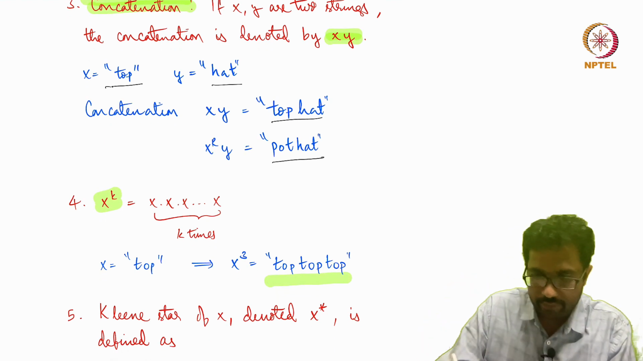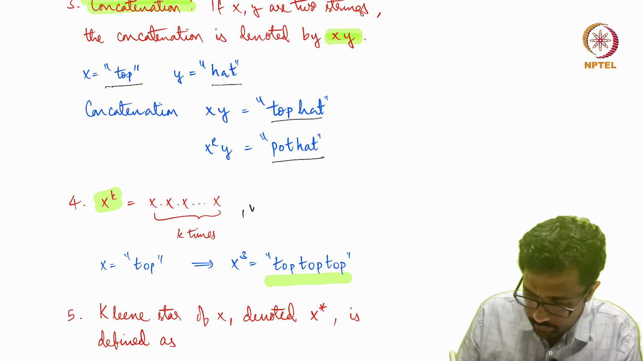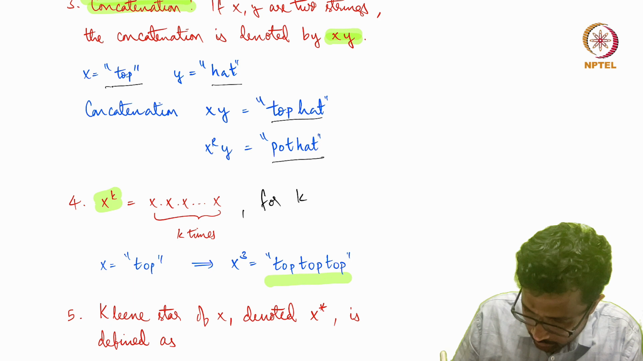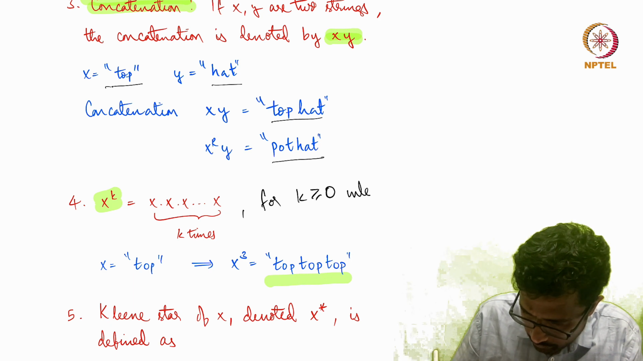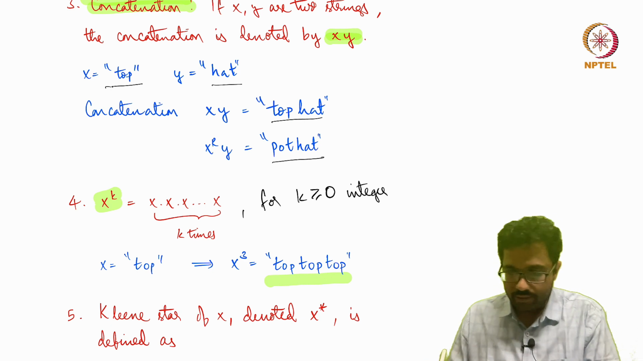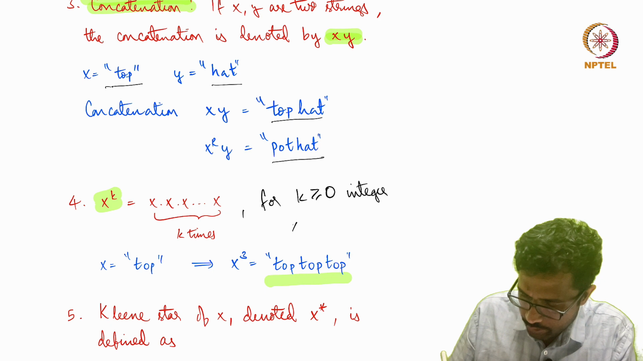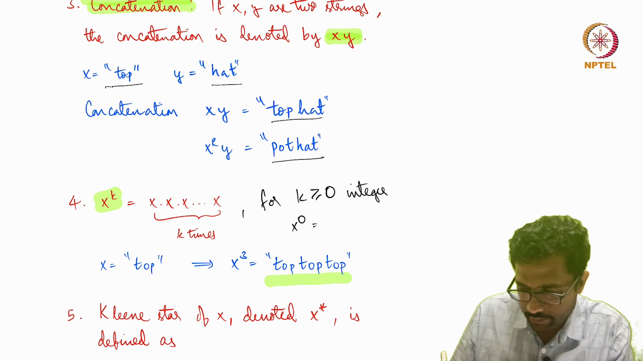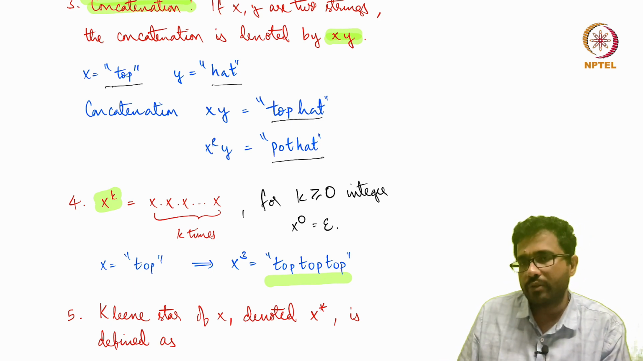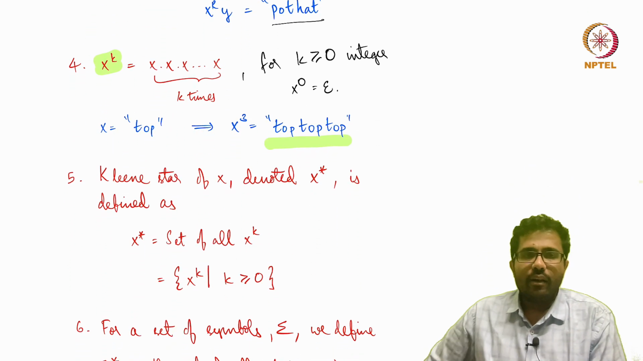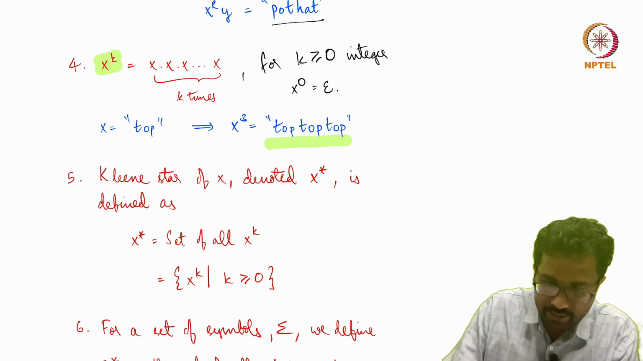Here k has to be an integer, right? And one more interesting point: x to the power 0, which means x repeated 0 times, is actually the empty string. Anyway, this won't be used that much, but I'm just saying. Next is the Kleene star.